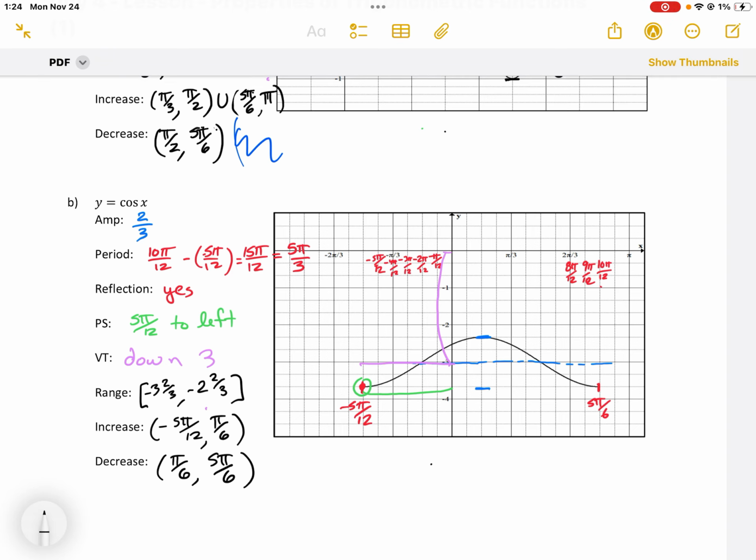And those are two examples of identifying properties of trig graphs.